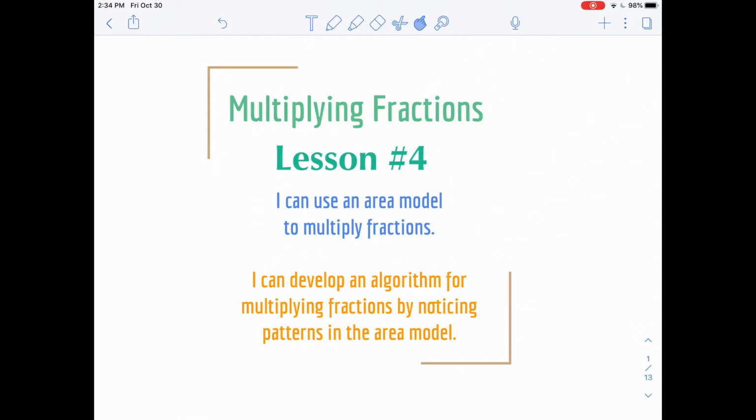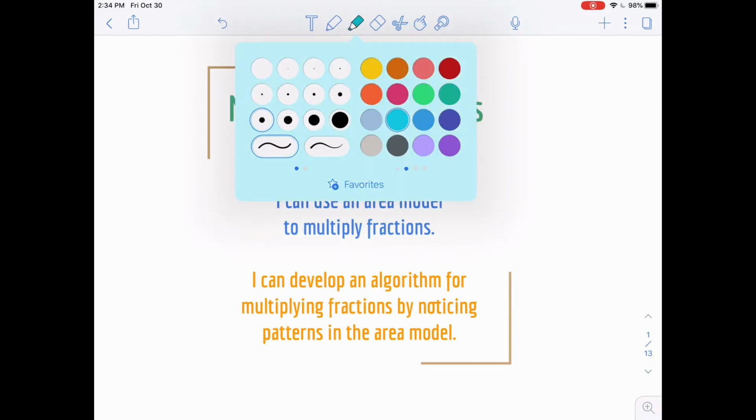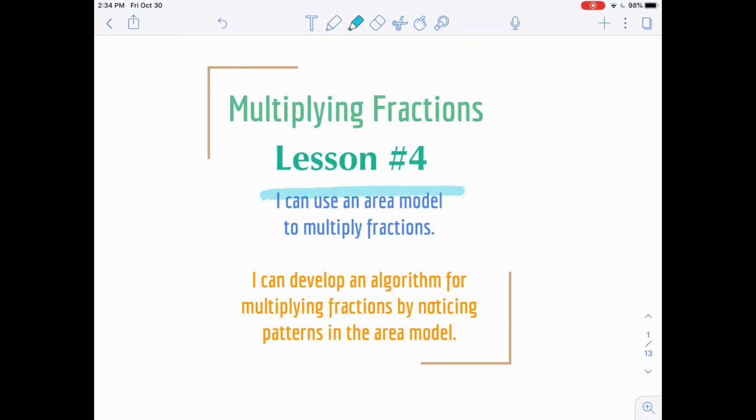Today's lesson is our fourth multiplying fractions lesson. There are two I can statements. I can statement number 1 is a repeat of last week: I can use an area model to multiply fractions. And I can statement number 2 is one that we will complete by the end of our in-time class: I can develop an algorithm or a rule for multiplying fractions because we notice patterns in the area model.